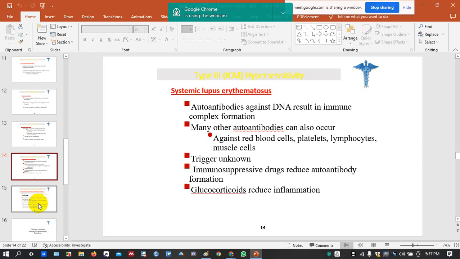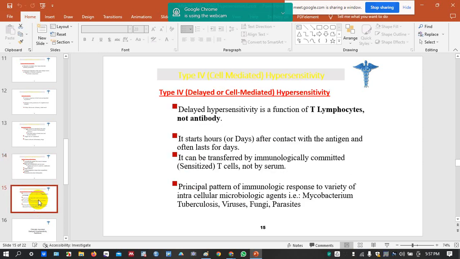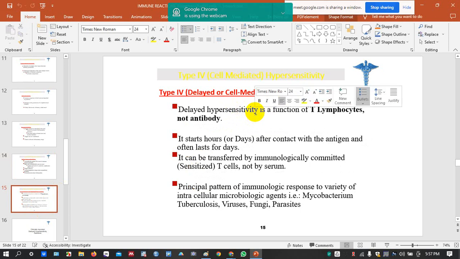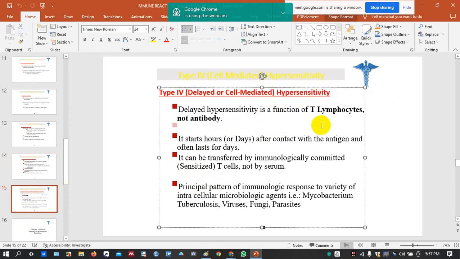Okay, so we are on type 4. That is the delayed or cell-mediated hypersensitivity. This takes a long time to occur. When one is exposed to the antigen, it takes a long time for the reaction to occur.